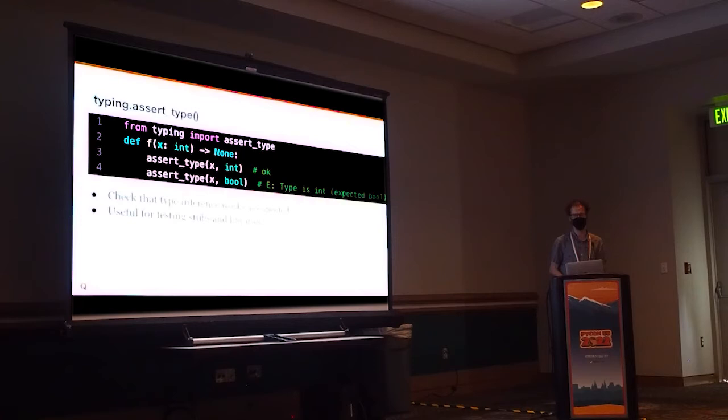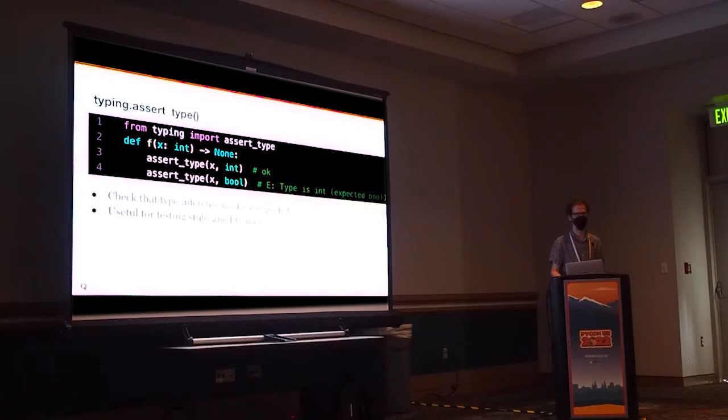A major use case for this is in TypeShed, where we want to test that the stubs we provide actually result in the types that we think they result in. Because sometimes we do pretty complicated things with overloads and generic self types and protocols and whatnot. We want to make sure that type checkers actually understand what they're doing in the way we intended it.